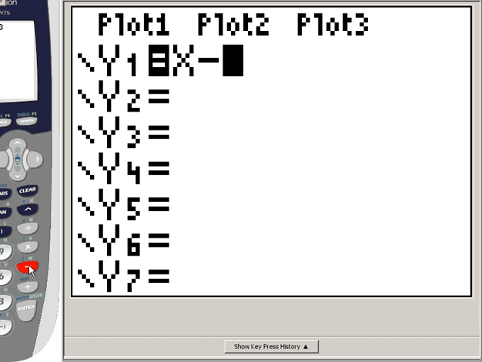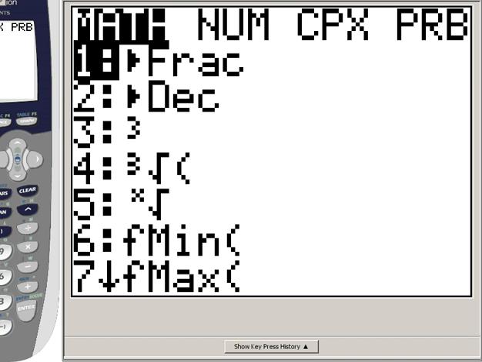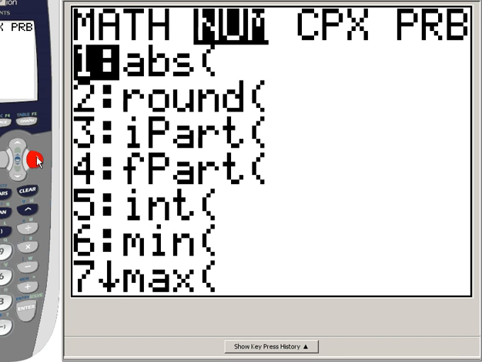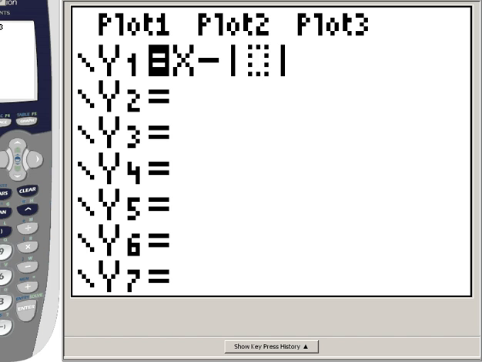Okay, the absolute value of x. In order to get the absolute value of x, it is Math, over to Num. So we're going to go over to Num, cursor to the right. It's the very first one, so we hit the 1. Okay, there's the absolute value of x. And then we hit x again. Okay, we're going to cursor to the right to get out of there.